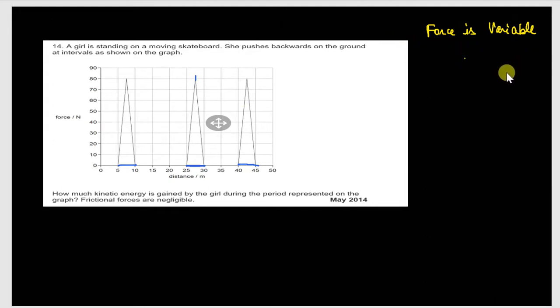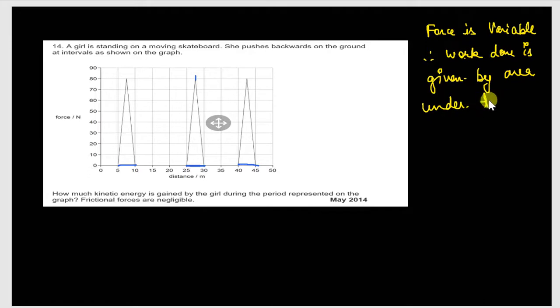And when the force is variable, we say that the work done is given by the area under the curve. Do you remember that? You have done that in the topic of work, energy and forces. Because your force goes up and down, then again goes up and down, it is a variable force and hence the work done will be given by the area under the curve.